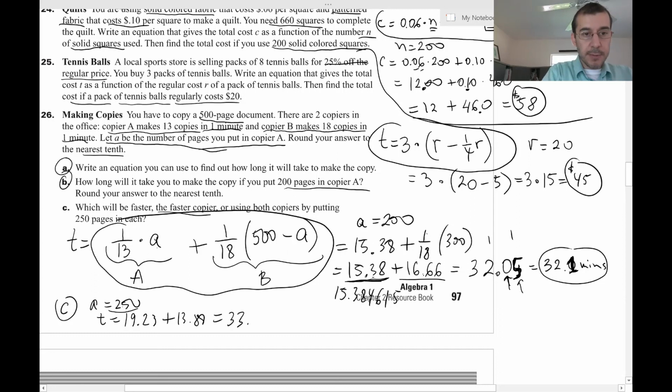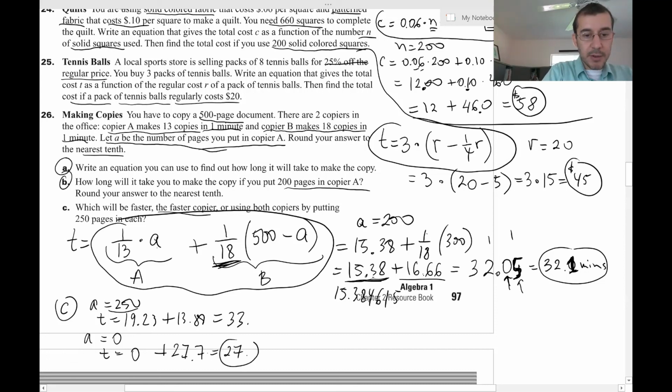This is for if we're splitting up the 500 pages with 250 pages for copier A and 250 pages to copier B. Now, if we do A equals 0, so copier A makes 0, copier B is the faster because it prints 18 copies in 1 minute. So if we do A 0, then this term is 0. And then plus 500 minus 0 is 500, so 500 divided by 18, we end up with 27.7. So it's 27 minutes.